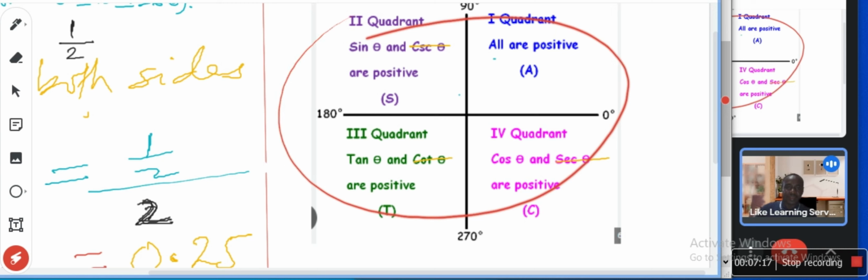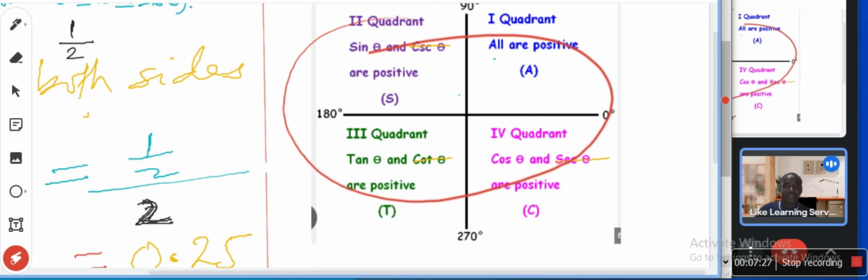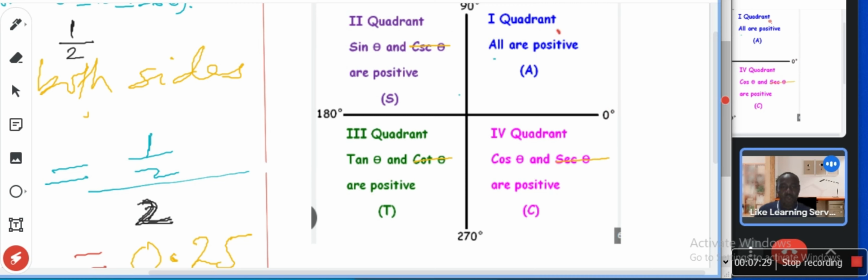Which quadrant is sine positive? Tell me. Let's go. From what I showed you, I told you all are positive here. In fact, all actually means sine, cosine, and tangent. All of them are positive in the first quadrant.